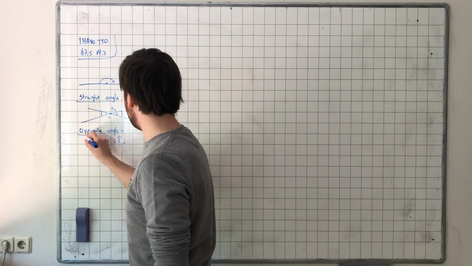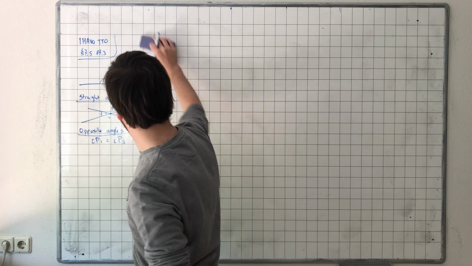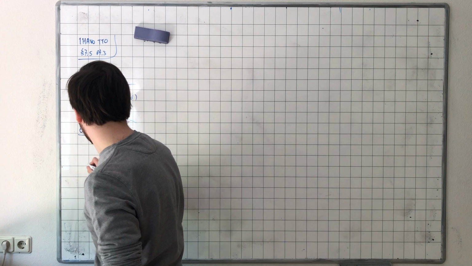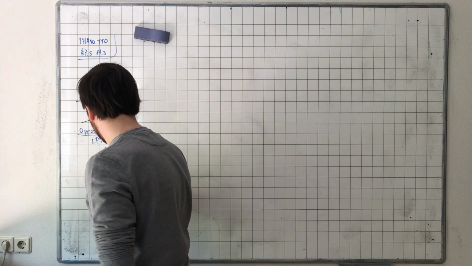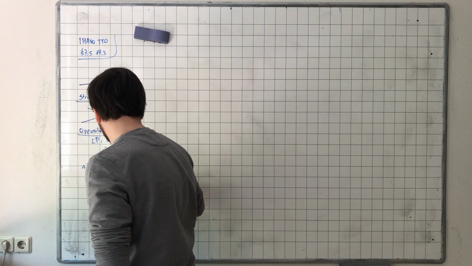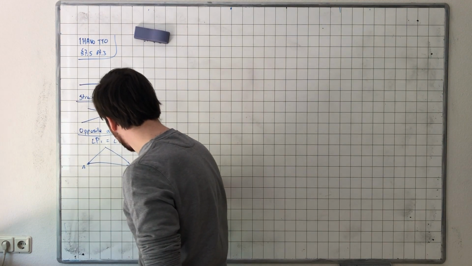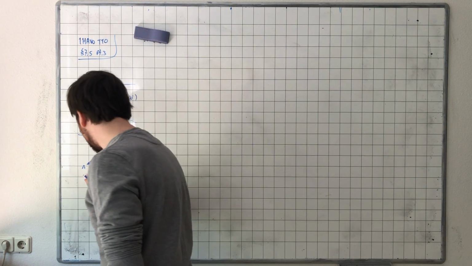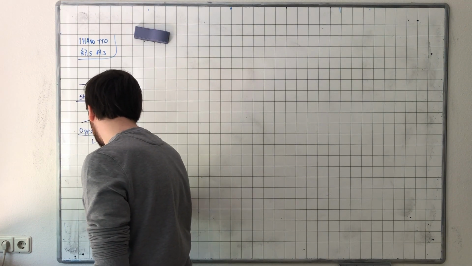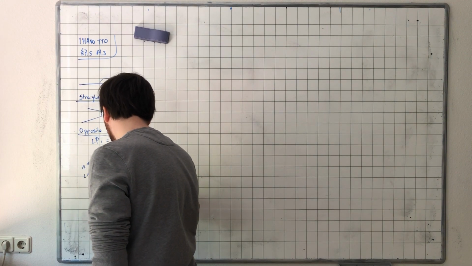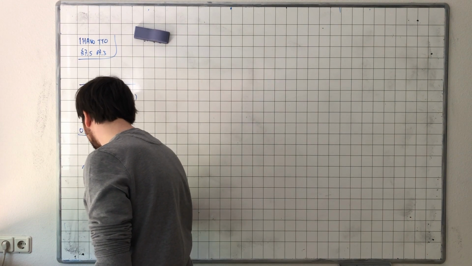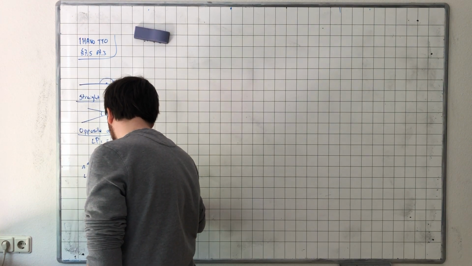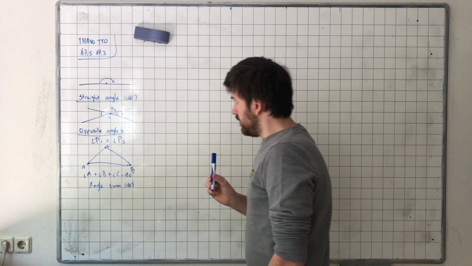Okay. Next, we're going to look at the angle sum. So, for example, if we have a random triangle, this is not really a triangle, but now it is, of course. Then we can say that angle A plus angle B plus angle C is 180 degrees. It's called the angle sum.